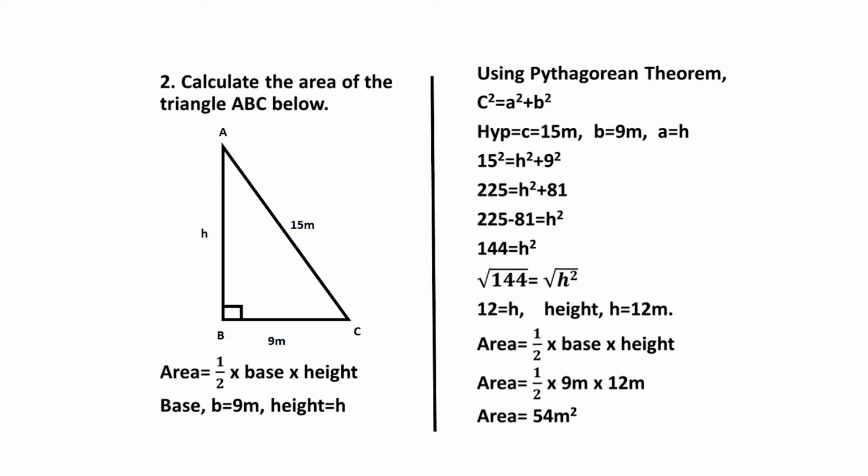But in this question, you are only given the base. The height is unknown. This is where the Pythagorean theorem comes to the rescue again. You use the Pythagorean theorem to find the value of h, and then after getting the value of h, you use that value of h to find the area of the triangle. At the end of it, you see that the area of the triangle is 54 meters squared. I believe that is clear enough.